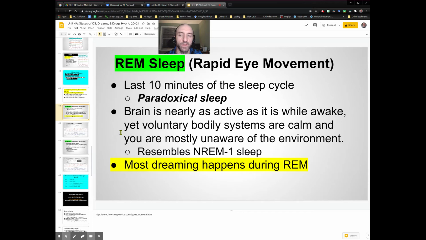REM. So here we are finally. REM sleep. This is when dreaming happens. This is the last part of the sleep cycle. You've started out awake, and then you go down, down, down to your deepest sleep, and then you cycle back up. So you go from awake, 1, 2, 3, 2, REM, 2, 3, 2, REM throughout the night. This is the stage most close to wakefulness, and it resembles NREM 1, but this is when most of your dreaming happens. It's called paradoxical sleep because your brain activity resembles wakefulness, but you're not actually awake.